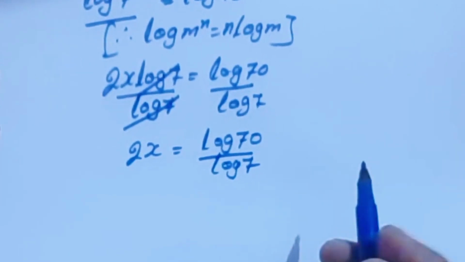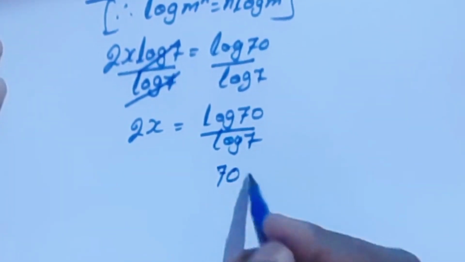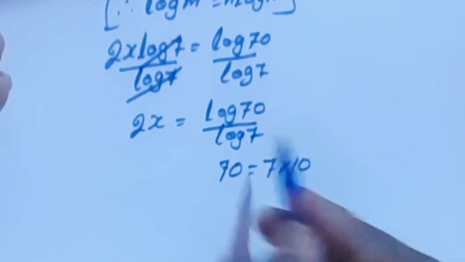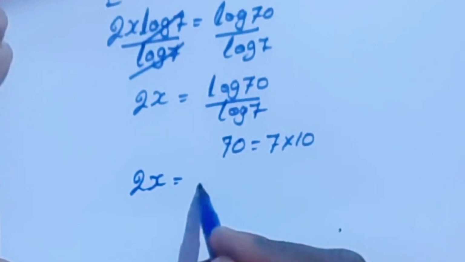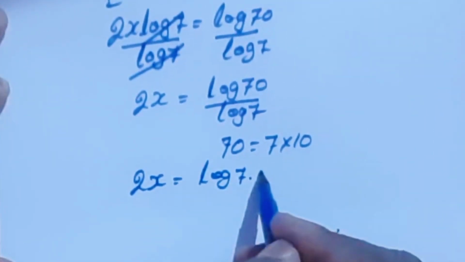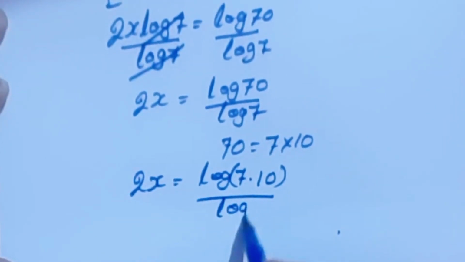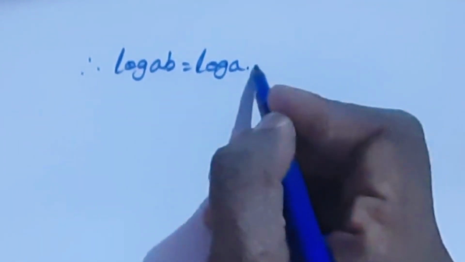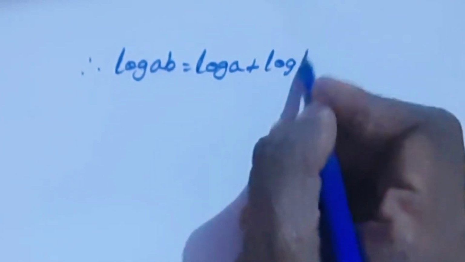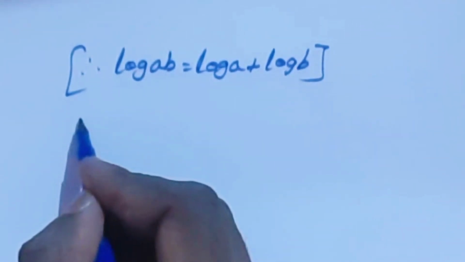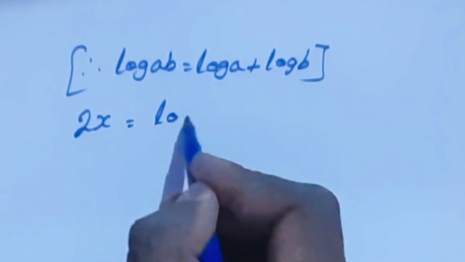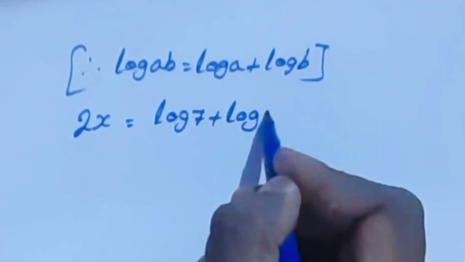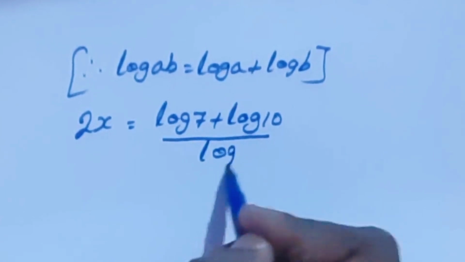70 by log 7. Now this 70 can be written as 7 times 10. This we are going to apply here. So 2x equal to log 7 times 10 by log 7. Here we are going to apply this log product formula, that log AB equal to log A plus log B. This log formula we are going to apply here. So 2x equal to log 7 plus log 10 by log 7.